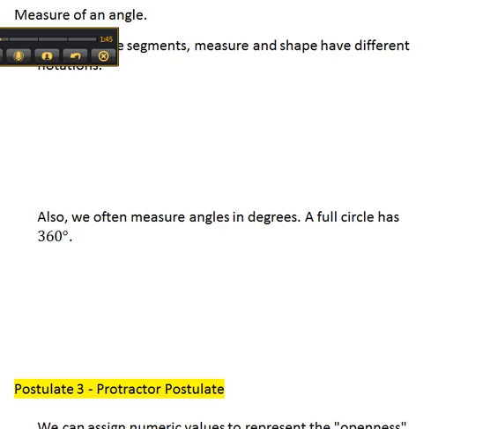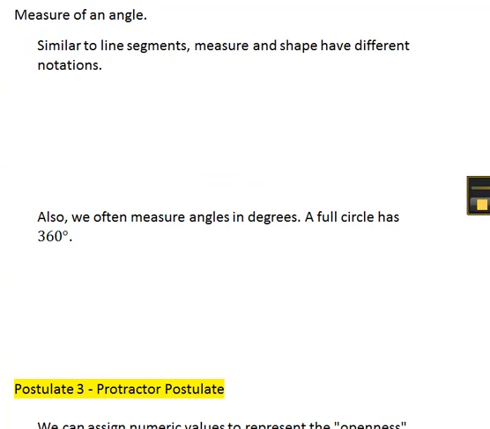We can have a measure of an angle. And so similar to line segments, measures and shapes have different notations. Let's draw another angle here. We'll name this angle CAT. And we'll say that CAT has a measure of 30 degrees.